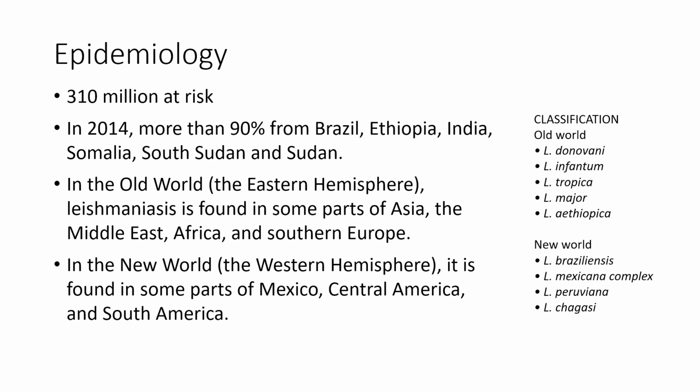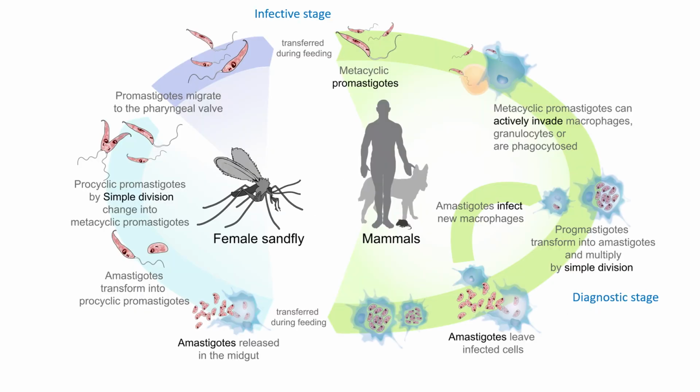So it is divided in such a way that the old world leishmaniasis is mainly found in Asia, the Middle East, Africa, and Southern Europe, but the new world type is found in Mexico, Central America, and South America. Now we look at the life cycle. It's not very complicated. I just want you to know a few things.